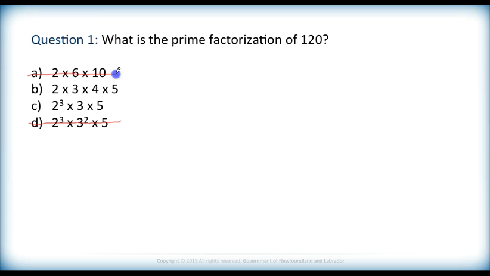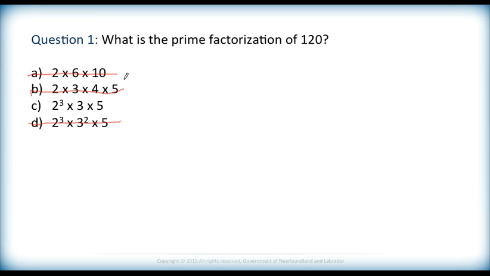Let's eliminate A. B, 2 times 3 times 4 times 5. 2, 3, and 5 are all prime factors, but what about 4? 4 can be broken down into 2 times 2. B is not an option.